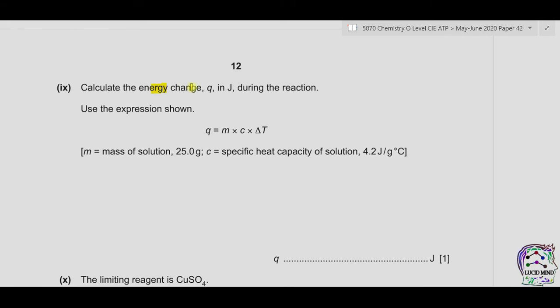Part 9: Calculate the energy change Q in joules during the reaction. Use the expression shown: Q is equal to mass into C into delta T. Mass of solution is given as 25 grams. C is the specific heat capacity of solution, which is also given as 4.2. The value of delta T obtained from the graph was 7.2 degrees centigrade. So putting all these values, Q is equal to 25 into 4.2 into 7.2. It is equal to 756 joules.